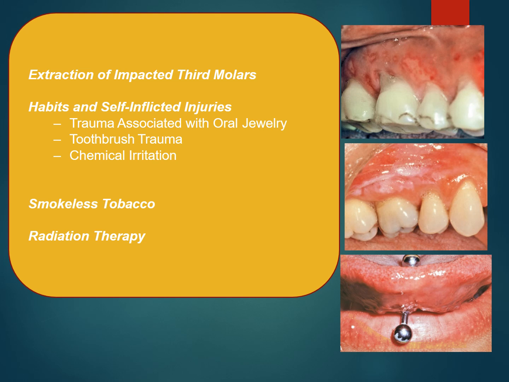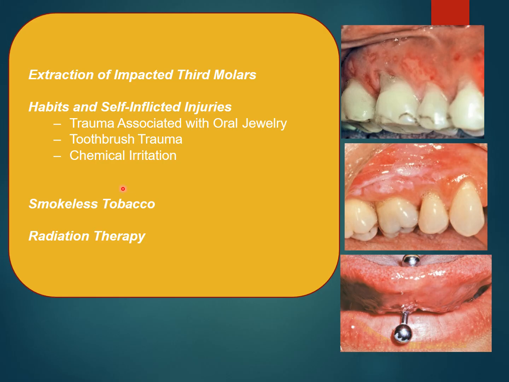So coming to the extraction of impacted third molars, numerous studies have reported that the extraction of impacted third molars can result in the creation of vertical defects on the second molars. Habits and self-inflicted injuries like trauma associated with oral jewelry, toothbrush trauma and chemical irritation can all affect the gingiva. You can see that trauma associated with oral surgery can impinge on the lingual side of mandibular anteriors and cause bone loss.